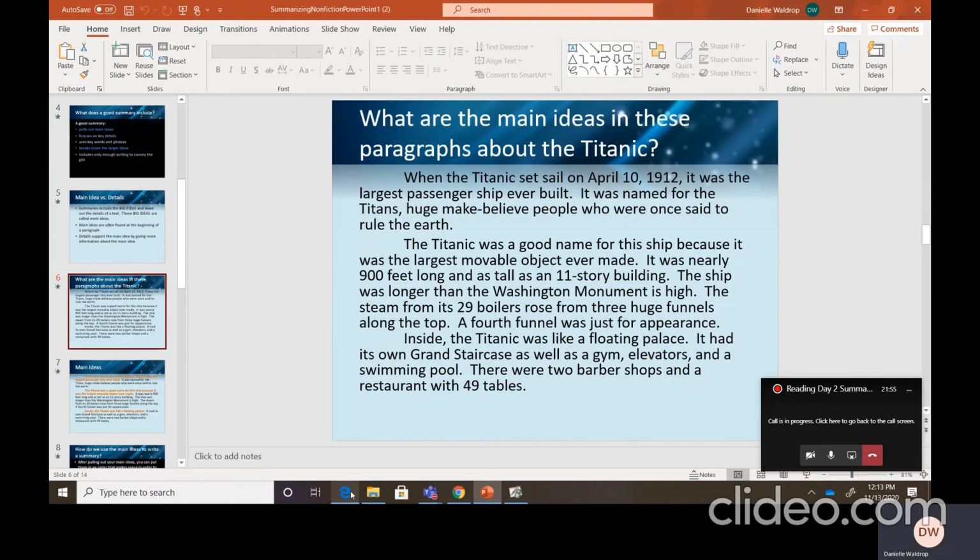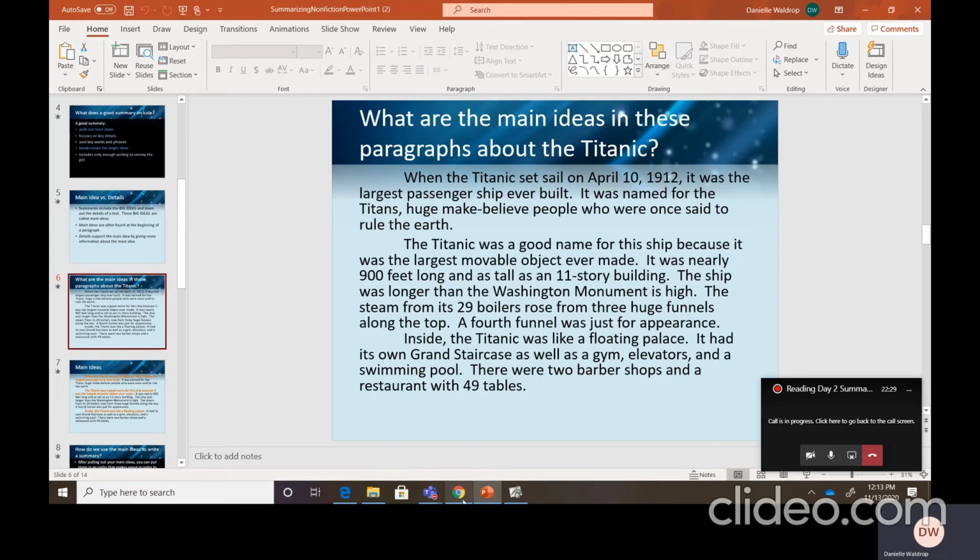Now, this one doesn't tell us how the Titanic was built, but we do know it was built to be one of the largest movable objects. And we know how because it says that they built it to be 900 feet long. It was as tall as an 11-story building. So we do understand how it was named the largest movable object because of just how large it was and how many massive things, like the funnels, that it had on it. And so it was built to be this grand floating palace.